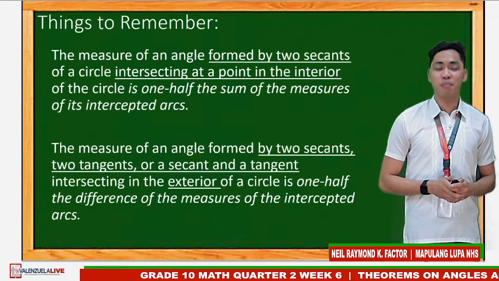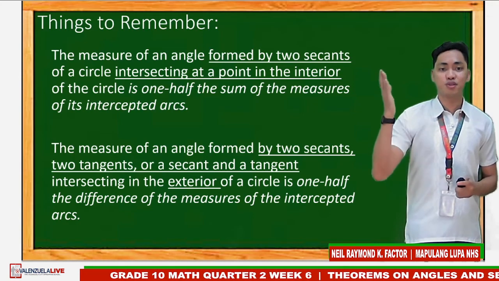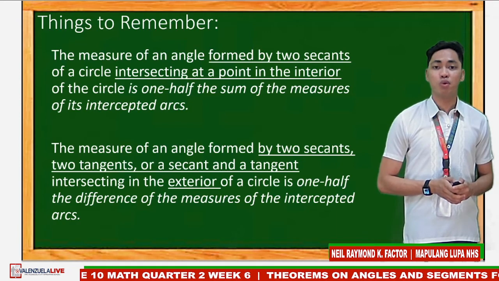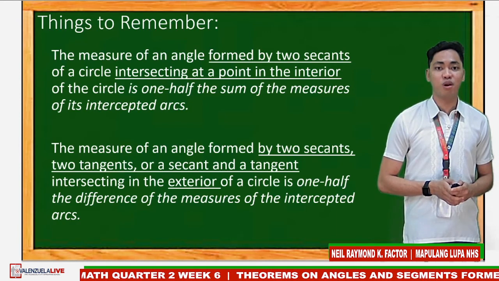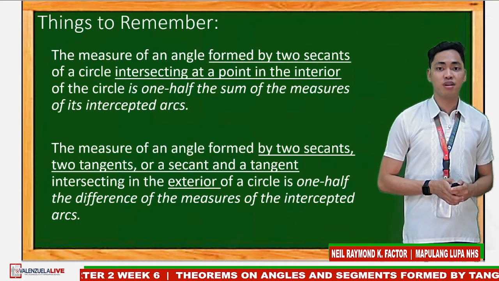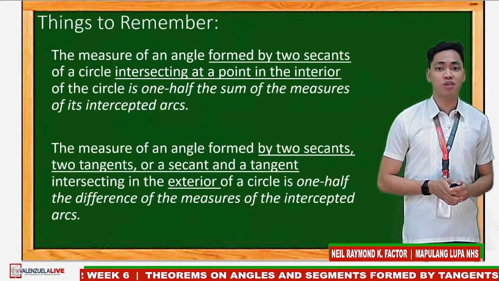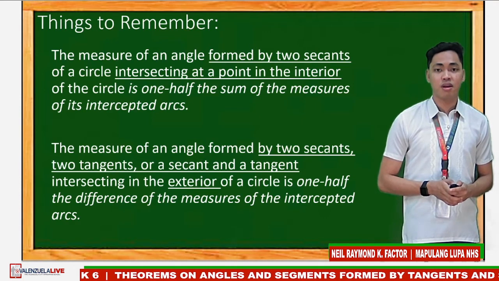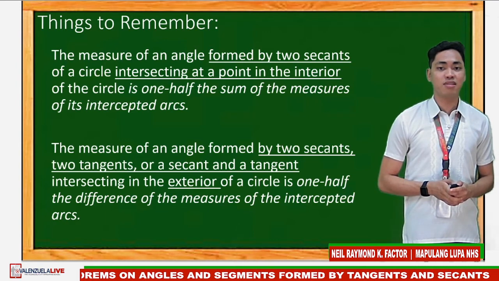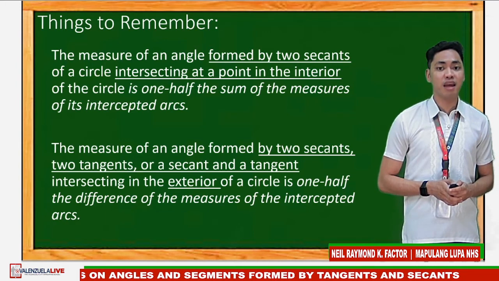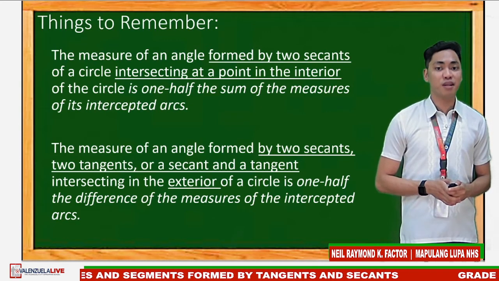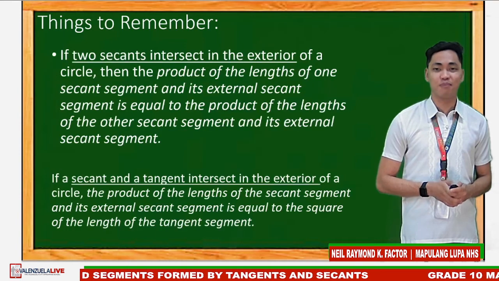So try to reflect on those questions. For the things to remember in this lesson, we have the first two theorems over here. This is for the angles. Theorem number 1 states that the measure of an angle formed by two secants of a circle intersecting at a point in the interior of the circle is 1/2 the sum of the measures of its intercepted arcs. Theorem number 2 states that the measure of an angle formed by two secants, two tangents, or a secant and a tangent intersecting in the exterior of a circle is 1/2 the difference of the measures of the intercepted arcs.